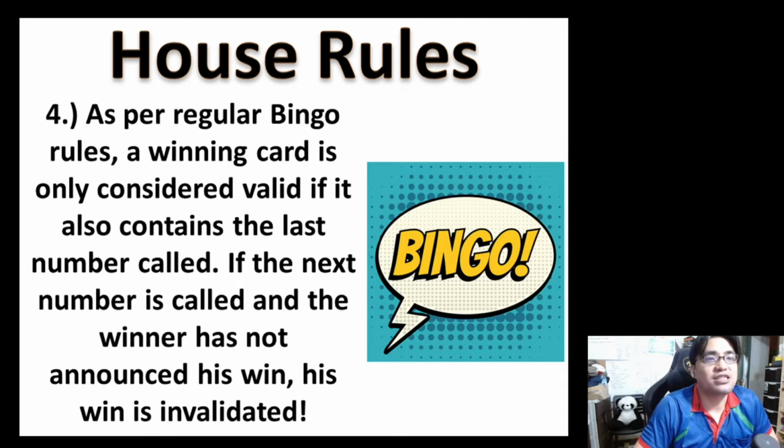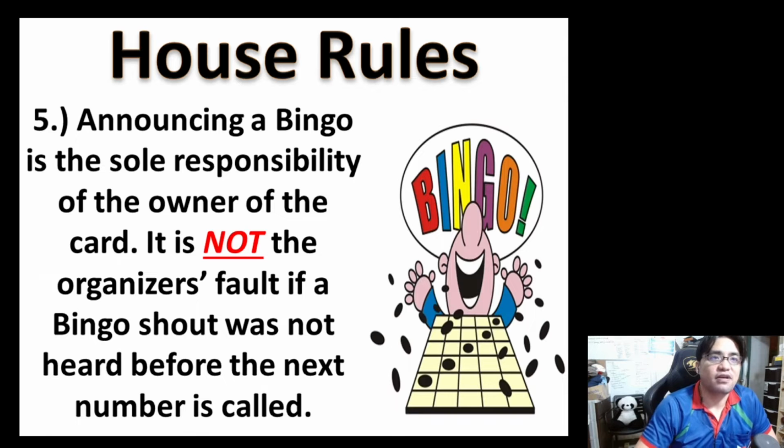Number 4. As per regular bingo rules, a winning card is only considered valid if it also contains the last number called. If the next number is called and the winner has not announced his win, it is invalidated. For those who are familiar with bingo games, we call this the sleeper rule, right? Again, the winning card is only considered valid if it also contains the last number called. House rule number 5. Announcing a bingo is the sole responsibility of the owner of the card. It is not the organizer's fault if a bingo shout was not heard before the next number is called.